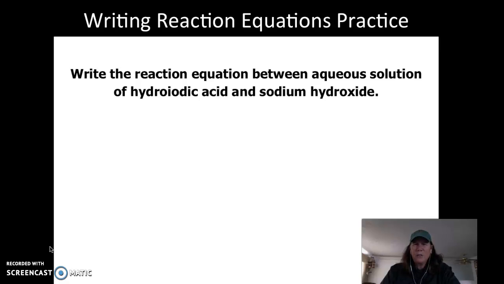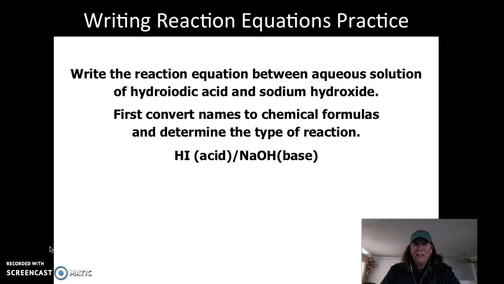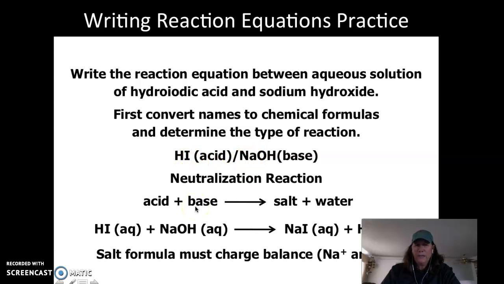Okay, here we got a reaction between hydroiodic acid and sodium hydroxide. Hydroiodic acid is HI and sodium hydroxide is NaOH. So two compounds, so the hydrogen is going to go with the OH and then sodium is going to go with the I. Again, this is easy to balance because they're all ones. So there's my equation. Pretty simple.